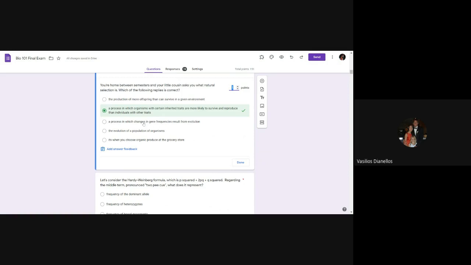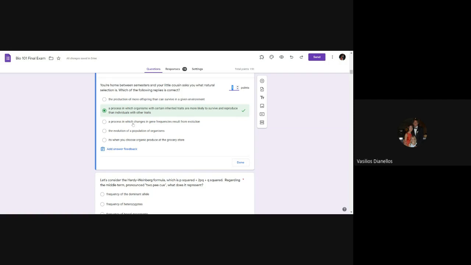The next choice, a process in which changes in gene frequencies result from evolution. No, not necessarily, right? Because the reason this answer is wrong is because that's too broad. Because remember, as I've already stated in this video, there are different types of evolution. There's natural selection, sexual selection, gene flow, genetic drift, founder effect, all that stuff, right? So any of those could fall under this category, and that is why that answer is incorrect.